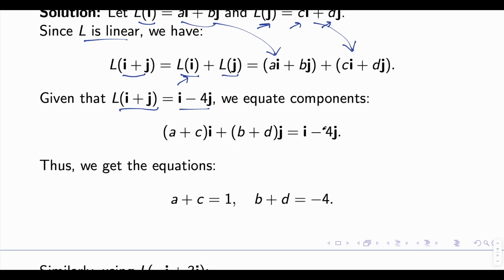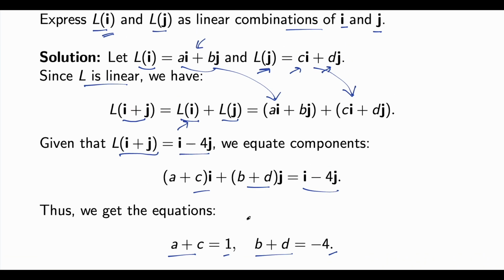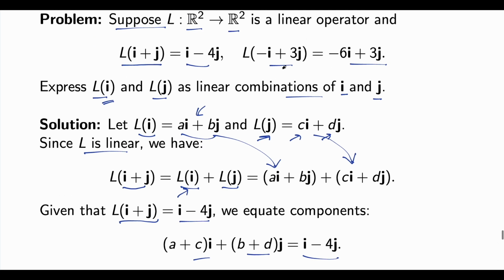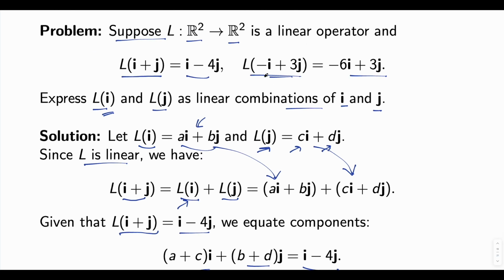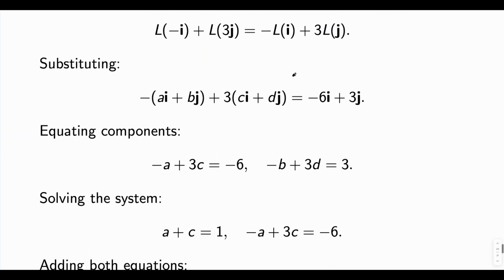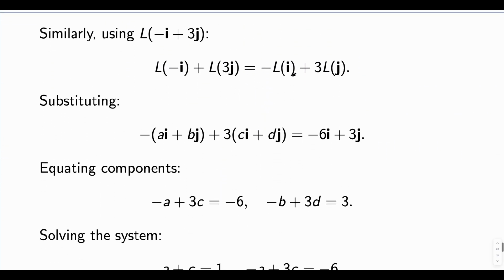So after computing this, we got a plus c equal to 1, b plus d equal to minus 4. So we have two equations and four unknowns. So we require two more equations to solve these. The second two equations can be obtained using the second component, right? This one with this one I'm going to get. Okay, so now you can just do it for this.